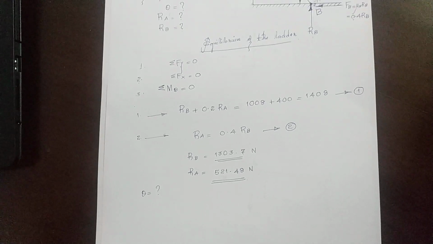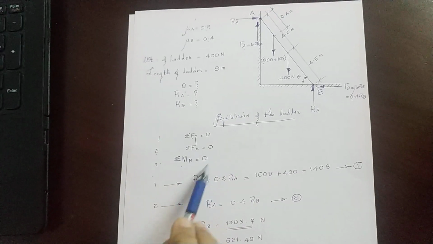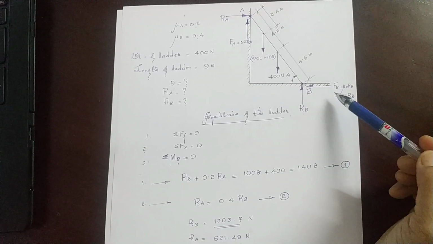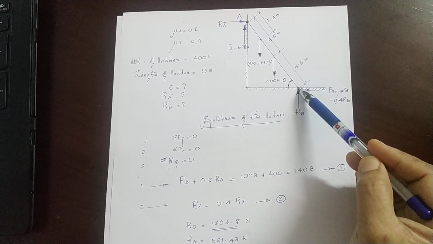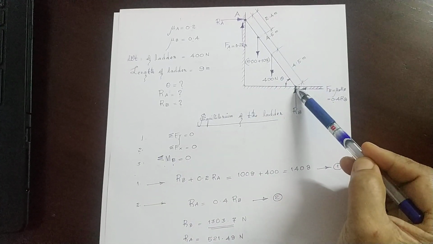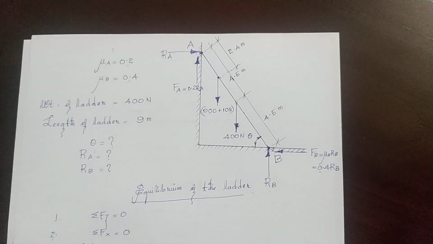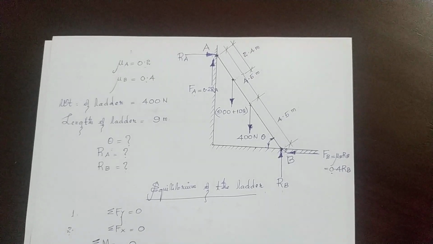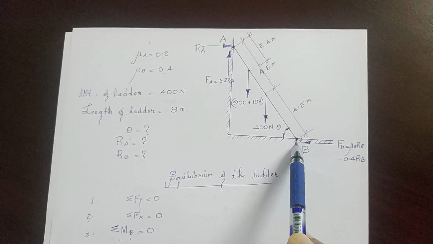Now, in order to find out theta, you can apply the third condition of equilibrium. The algebraic sum of the moments of all the forces in the system about any point is 0. We can take the moments of all the forces acting in the system about any point. If you consider the point B, sigma MB of all the forces is 0 for equilibrium. For that, you need to find the perpendicular distances between the lines of action of all the forces and this point B. That is how you take the moment.